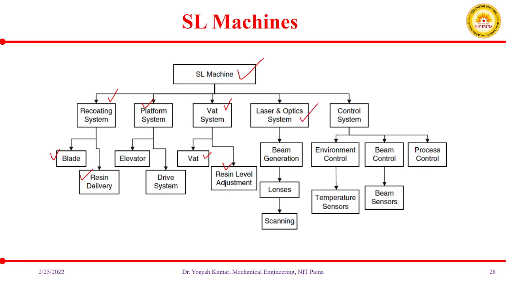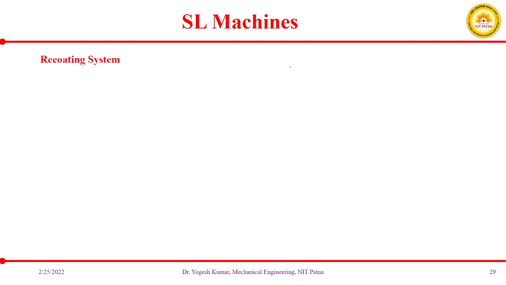Then we have the fourth subsystem, that is the laser and optic system, in which we have beam generation, lenses, and scanning. And the last one is your control system, which is basically related to three subsystems: environment related control, which has a temperature sensor; beam control, which also has beam sensors in order to control your beam; and the system which controls your process. Okay, so these are the main subsystems, and we will be discussing them one by one.